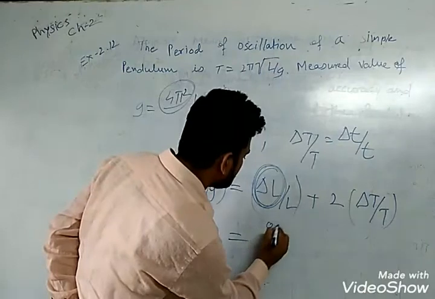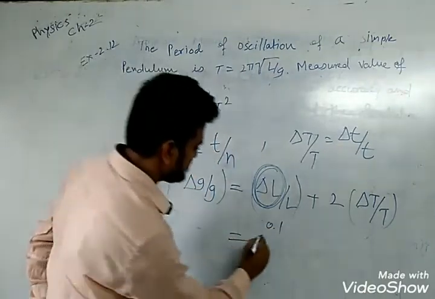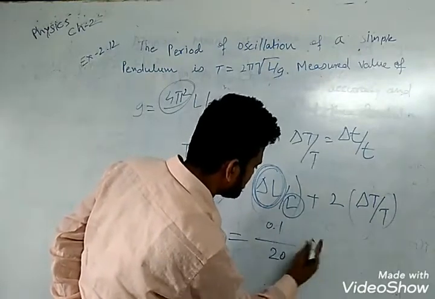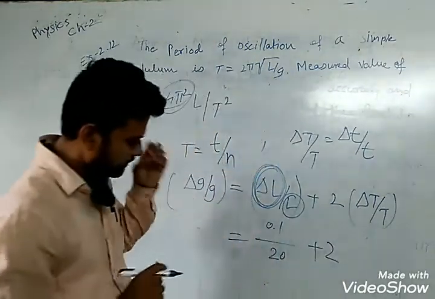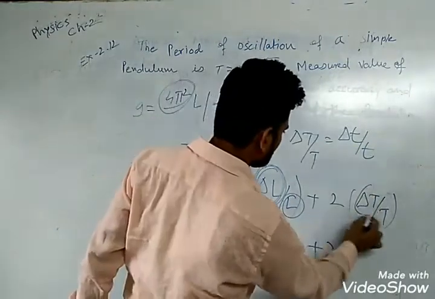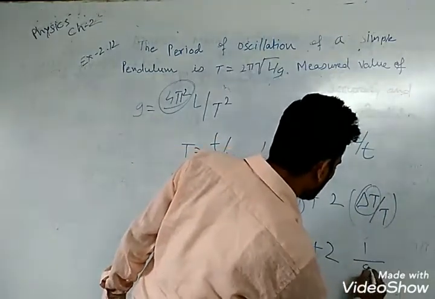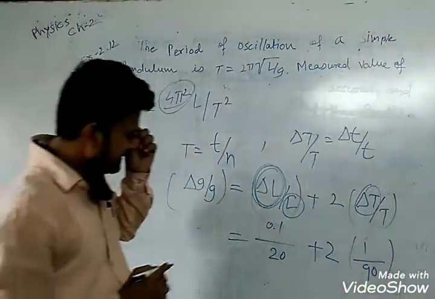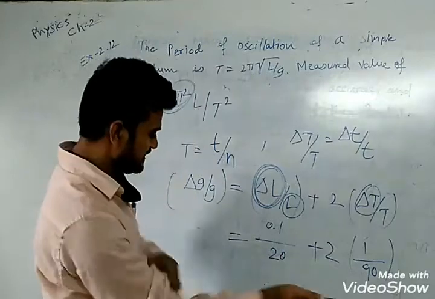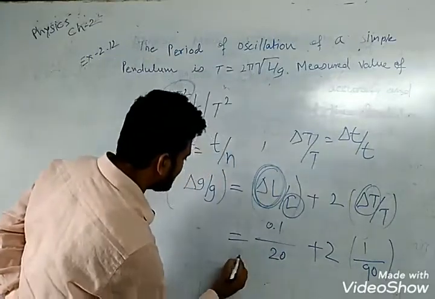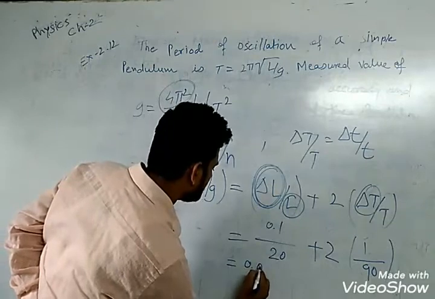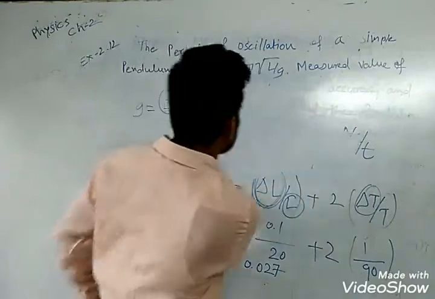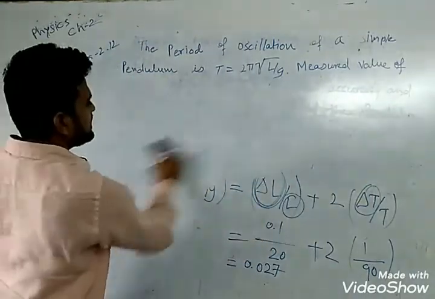Okay. Now in the next step we have the value of delta L, means 0.1 upon L, which is 20 centimeter, plus 2 into delta t, which is 1 upon 90 second. Okay, so final answer is equal to 0.0227.